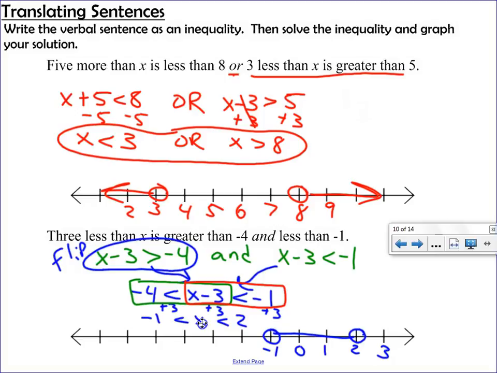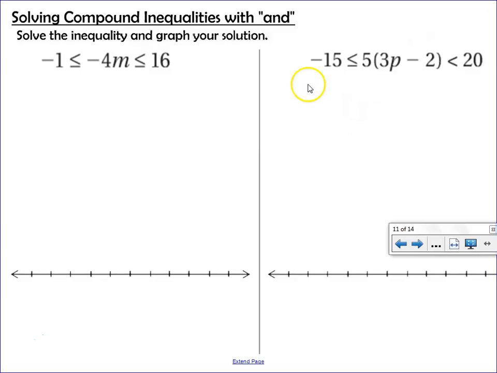Means the values of x are between these two boundaries, negative 1 and 2. It doesn't include those because they're not also equal. Okay? So let's practice solving these.